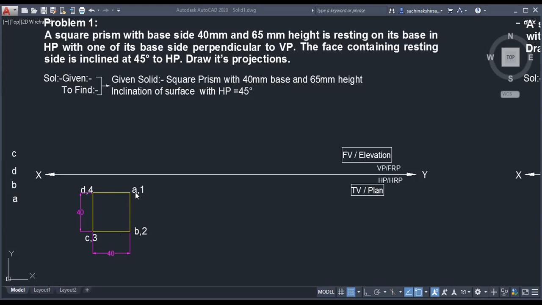Then the top 4 edges. Which are the top 4 edges? 1 2, 2 3, 3 4, 4 1. Okay, very good. And the vertical edges? A1, B2, C3, D4.